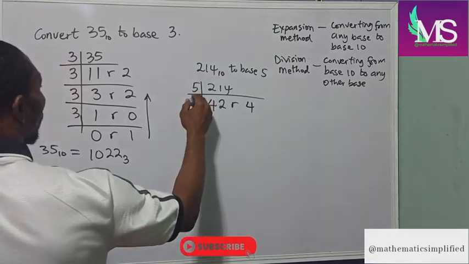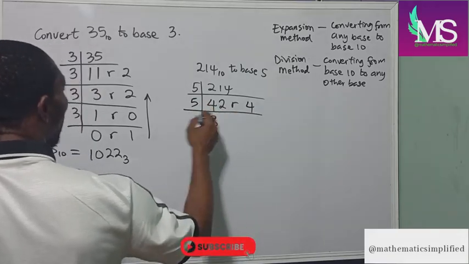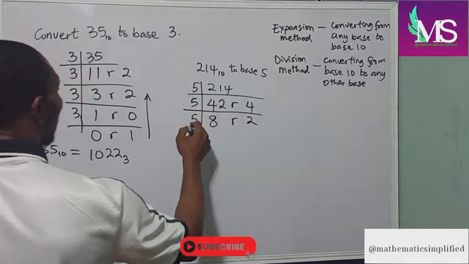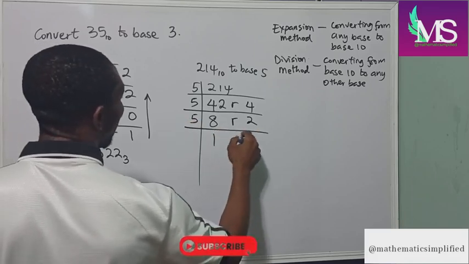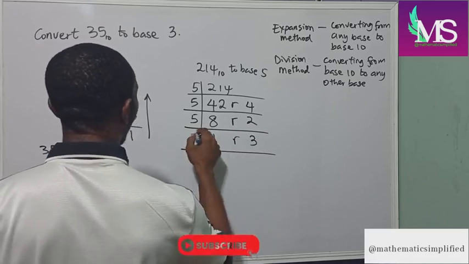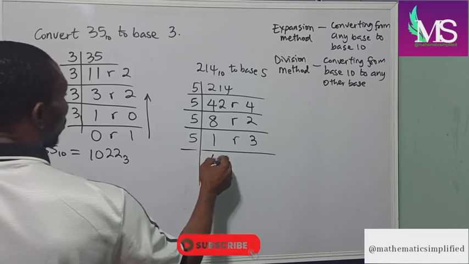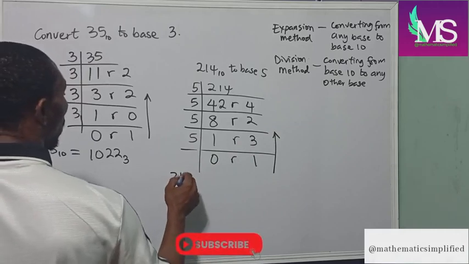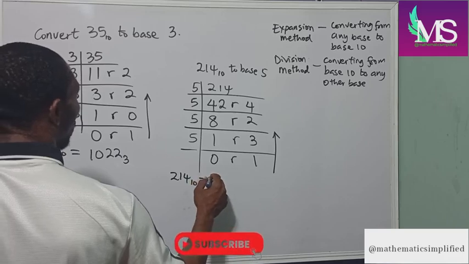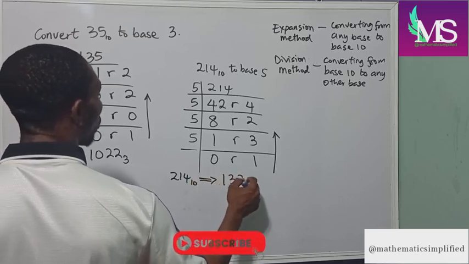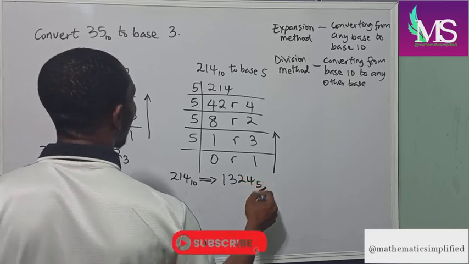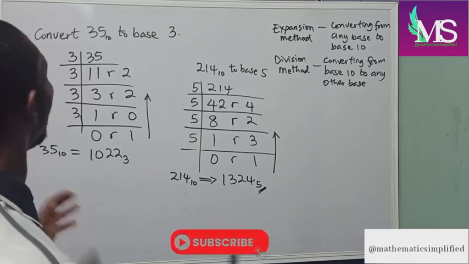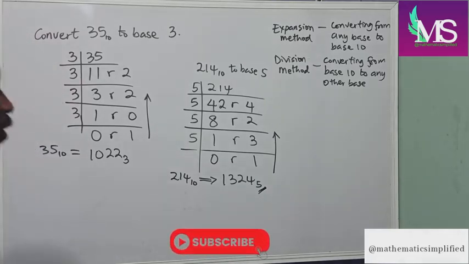Now, 5 here would give us 8. 5 times 8, 40. Remainder 2. Now 5 here again will give us 1, remainder 3. 5 here will give us 0, remainder 1. Read upwards. Now, 214 base 10 would give us 1324 base 5. Alright, now this is how you convert from base 10 to any other base using your division method.